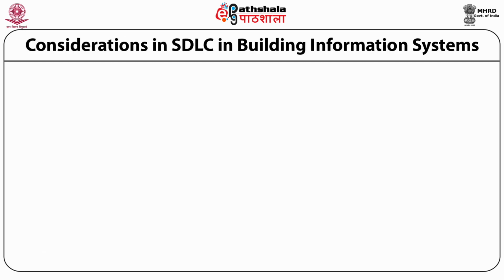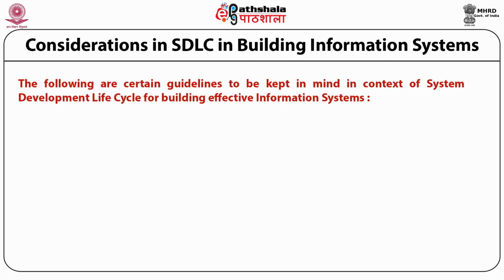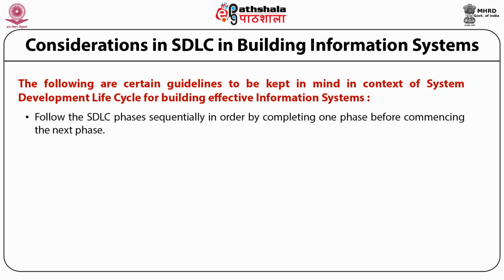We shall now discuss what the different considerations in SDLC are in building information systems. There are guidelines that are to be kept in mind in the context of the system development lifecycle for building effective information systems. Firstly, follow the SDLC phases sequentially, in order, by completing one phase before commencing the next. It is imperative because when phases are bypassed or rushed, you can expect problems with the developed information system.